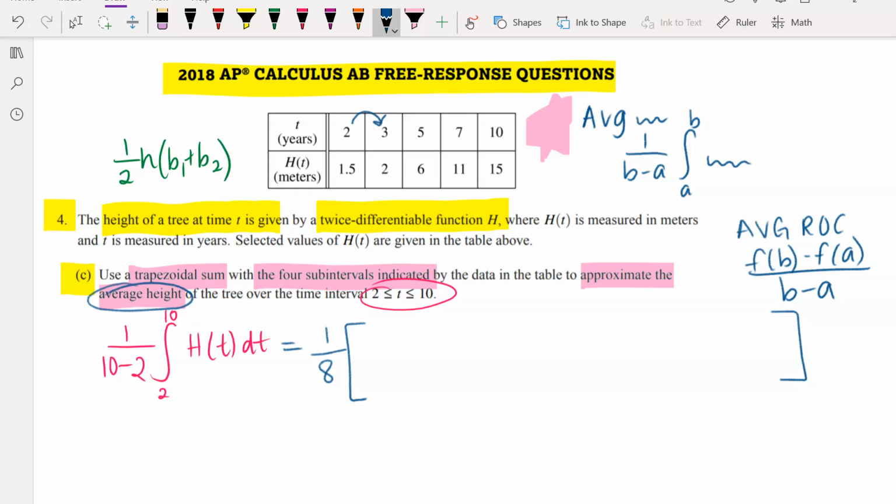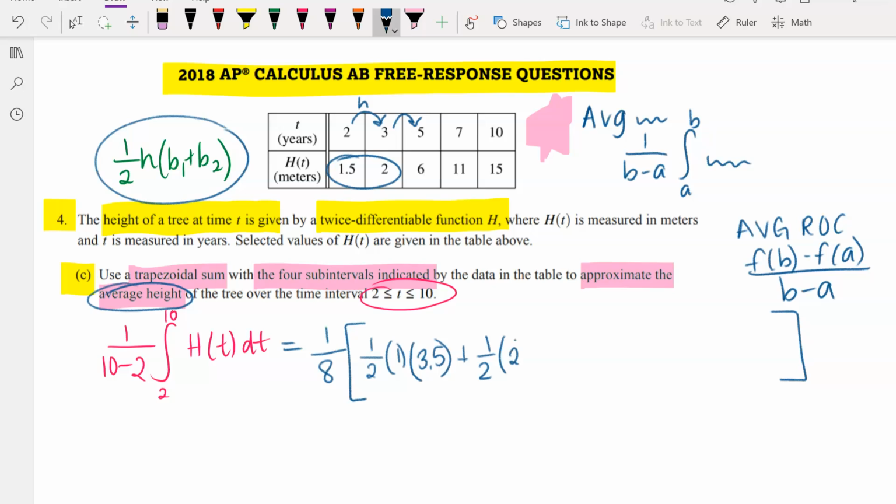I'm going to figure out my change in time, and I'm going to use my trapezoidal formula. So I'm going to use 1/2 my height. My height is my change in my time. So from 2 to 3 is 1, times the sum of my bases, which are my values of h of t. So 1.5 plus 2 gives me 3.5. I'm just going to add them so I have enough room. Plus 1/2, we'll do it again. From 3 to 5, there's a change of 2 years, so times 2. And then 2 plus 6 is 8.